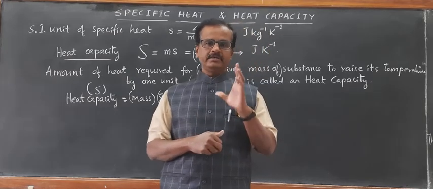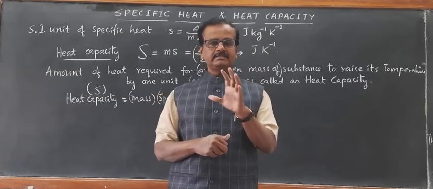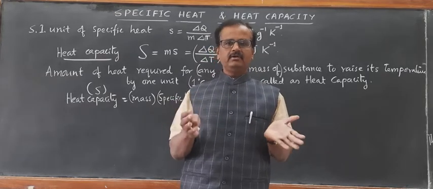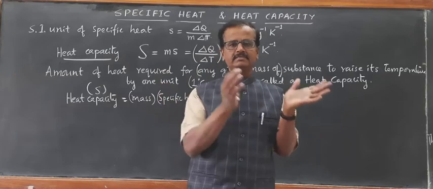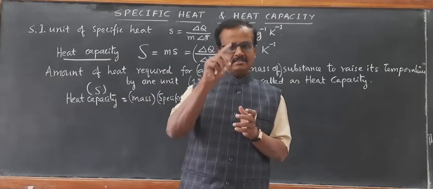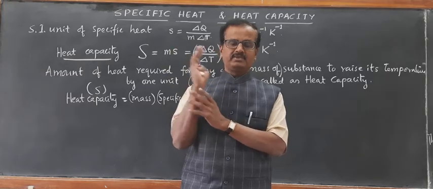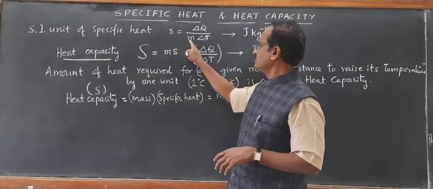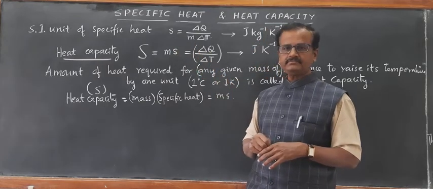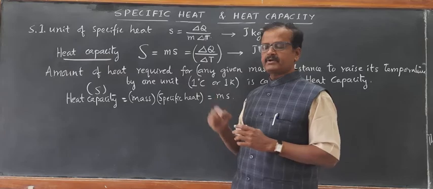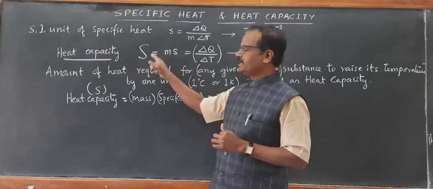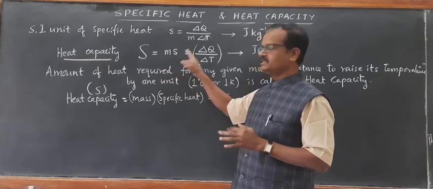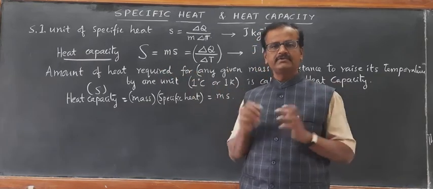So heat capacity is for any amount of substance. Here it may be 2 liters of water, or 4 liters of water, or 6 liters of water. Then mass of that substance multiplied by specific heat gives us heat capacity. Specific heat is for per unit mass, and heat capacity is for any given amount of mass. Mass multiplied by specific heat gives us heat capacity. That is the only difference.